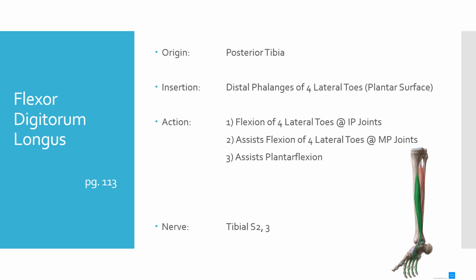Flexor digitorum longus. The origin is the posterior tibia. The insertion is the distal phalanges of 4 lateral toes on the plantar surface. Three actions include flexion of 4 lateral toes at IP joints. It assists flexion of 4 lateral toes at MP joints, and it also assists in plantar flexion. The nerve is tibial S2 and 3.